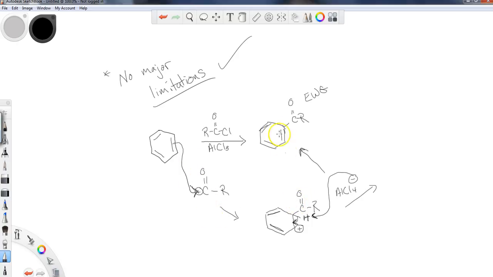This is a deactivator, so that's one of the reasons you won't get the polyalkylation here, or I should say polyacylation, because you're not really making the ring more reactive, you're making it less reactive, so then the remaining benzene in solution will go after these initially. So very useful reaction, pretty similar to a lot of the other ones we've seen.